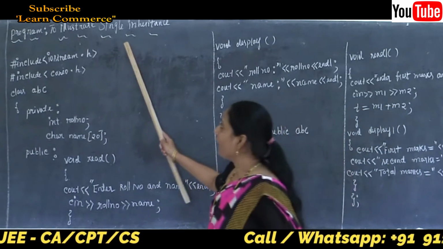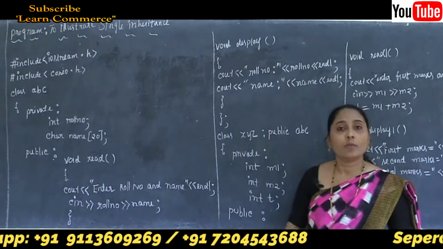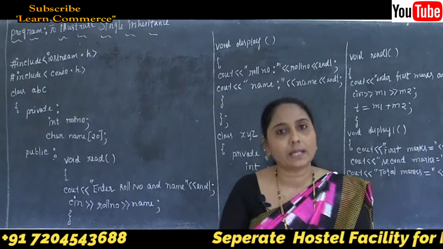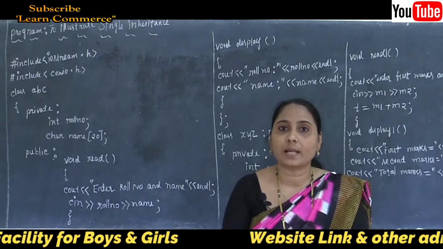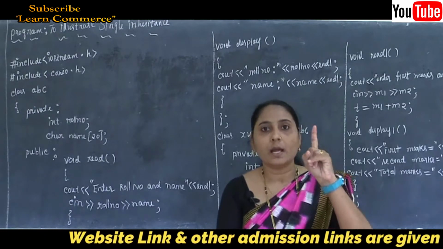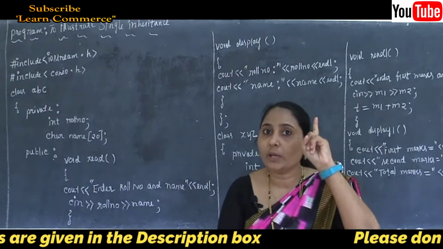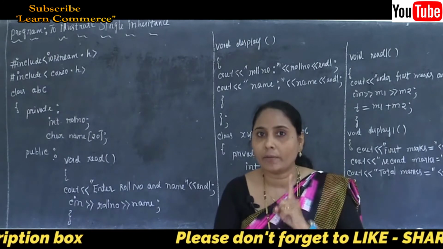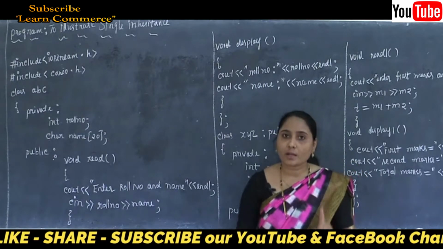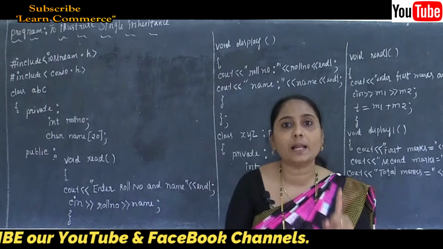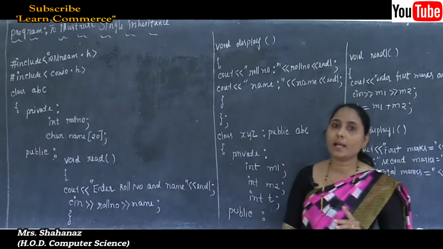So, the program to illustrate the meaning of single inheritance. Why? Because we know the meaning of single inheritance: if a class is derived from a single base class, here one base class and one derived class, no more base, no more derived, just one base class and one derived class. This is the meaning of single inheritance.